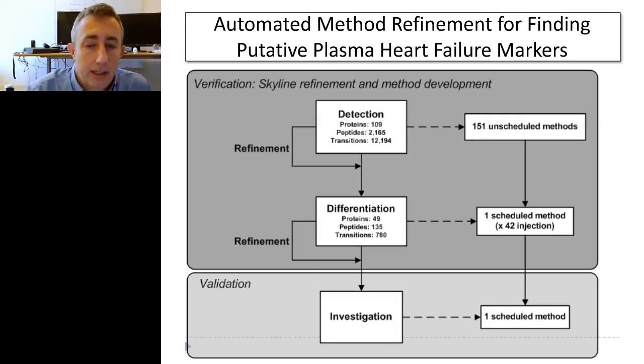So let me tell you a little bit about what happened. We did 109 proteins, 2,100 peptides, in 151 injections. We were then able to detect 49 of these 109 proteins, 135 peptides, and 780 transitions. We then got this into a single injection, which we call scheduled, where we measure each individual peptide for a narrow period of time around where the peptide comes out.